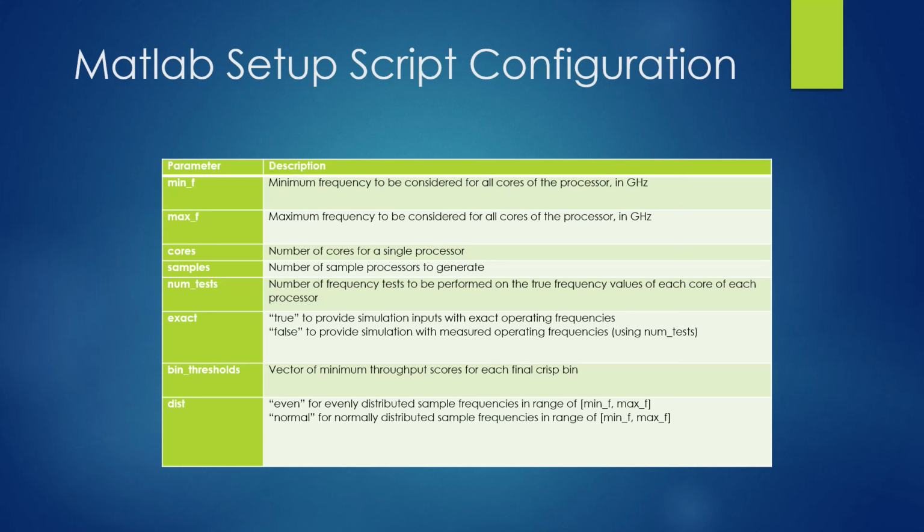There's also the ability to set the bin thresholds. At the very end of the process, when we need to come up with a crisp bin that the processor would be placed in, these bins are based on throughput scores between 0 and 1. There's the ability to set the minimum score for a particular bin. An example for the best bin might be a minimum score of 0.95 out of 1 to be considered the best performing processor in the batch and be placed in the best bin. That's also configurable as part of the setup script for the simulation.